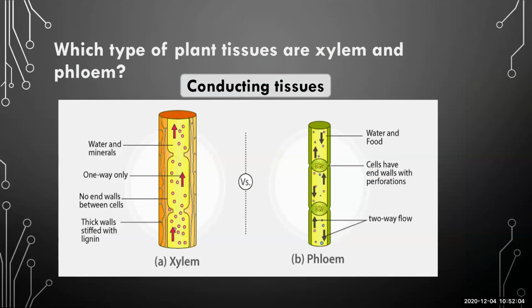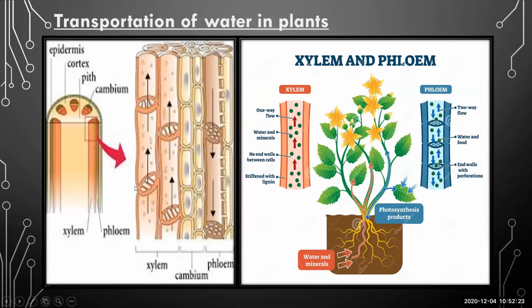Now, as compared to animals, plants require less energy because plants are stationary. They cannot move from one place to another. You can see here in this picture that there are two types of plant tissues, xylem and phloem. Let's study them in detail. Xylem is meant for the absorption of water. It will transport the water in the upward direction, and phloem is transporting the food to each and every part of the plant.